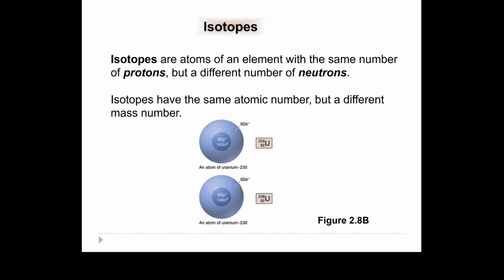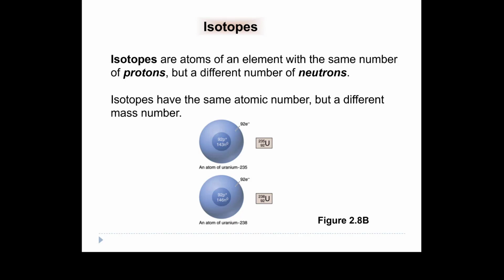When protons change, that changes the name of the atom. But we can have atoms that have the same number of protons with a different number of neutrons, and we call those different isotopes. So we could have something like uranium-235 versus uranium-238. Both of these are defined as uranium atoms because they have 92 protons, but they have different mass numbers because they have a different number of neutrons.